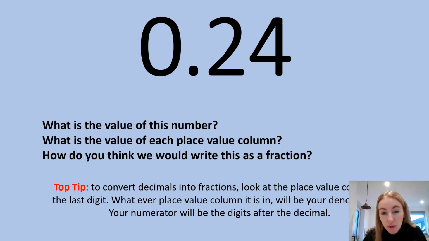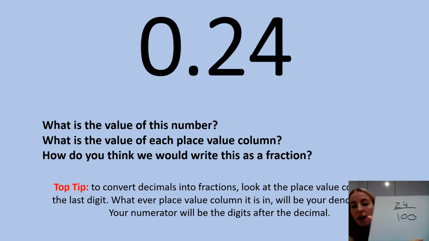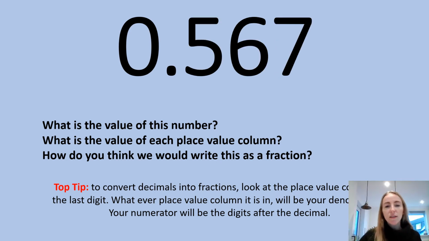24 hundredths we could have. And to write that as a fraction, it would be 24 over 100. And my top tip to you, like I said, when you're looking at the decimal, is to look at the digit in the last place value column to the right. And whatever place value column that's in will be your denominator. So we know that that's the tenths and that's the hundredths. Okay, let's look at this one.